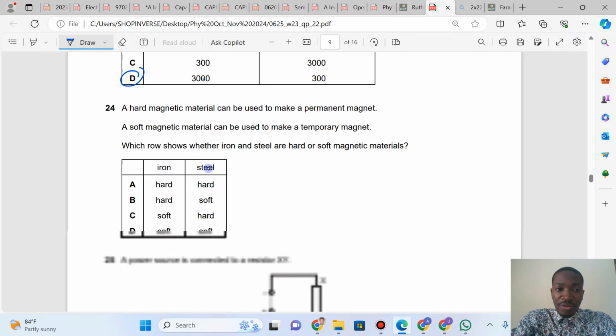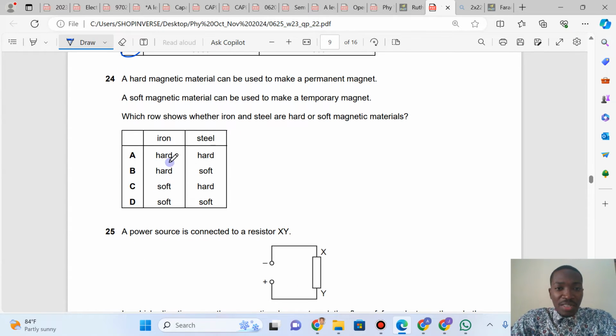We go to question number 24. A hard magnetic material can be used to make a permanent magnet. A soft magnetic material can be used to make a temporary magnet. Which row shows whether iron and steel are hard or soft magnetic material? Iron is used to make temporary magnets, so iron is a soft magnetic material, while steel is used to make permanent magnets, so it's a hard magnetic material. Iron hard, no. Iron is soft, good. Steel is hard.